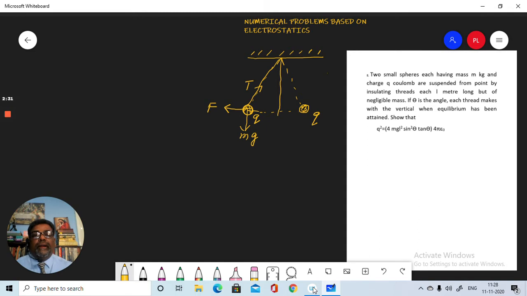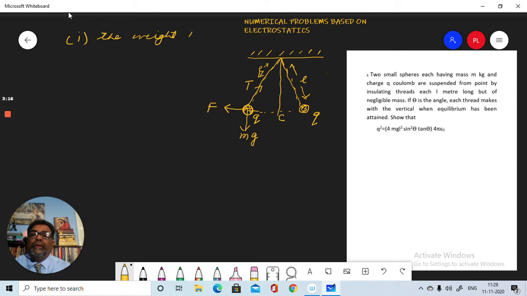Now, the thread has L meter length. This is L meter. This is also L meter here. Now you have A, B, and this point can be C. Now over here, in the given situation, each of the spheres A and B is subjected to three forces. In the first part, there is the weight mg. The three forces acting here.